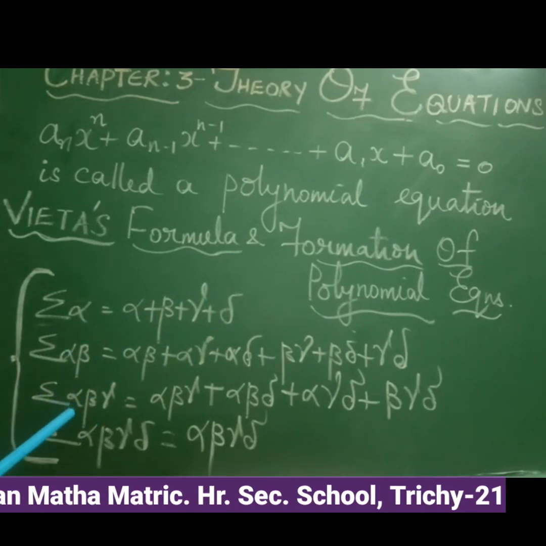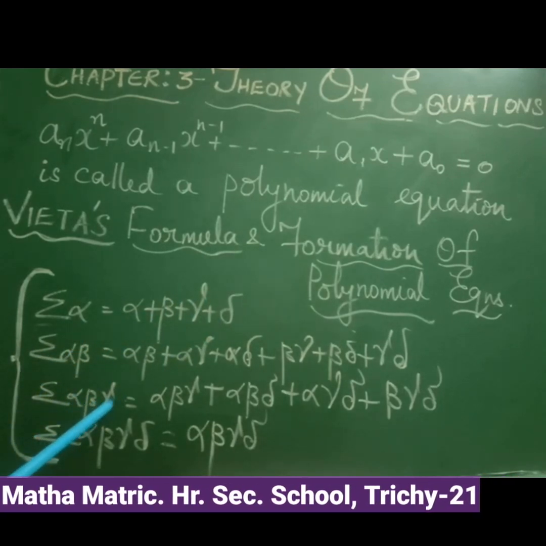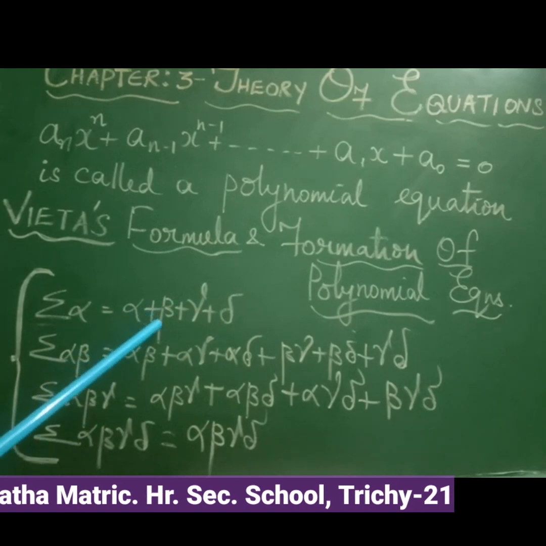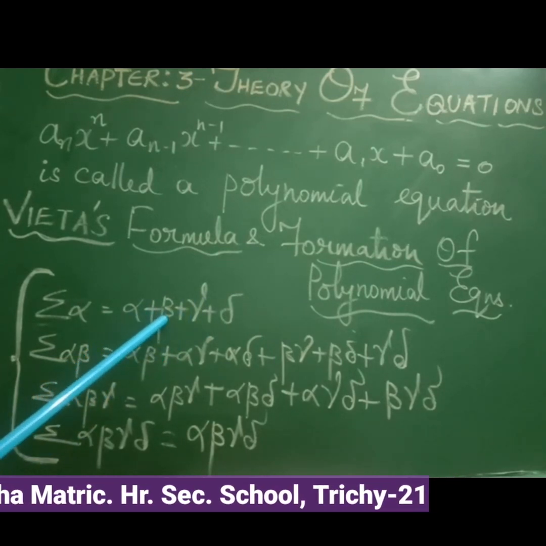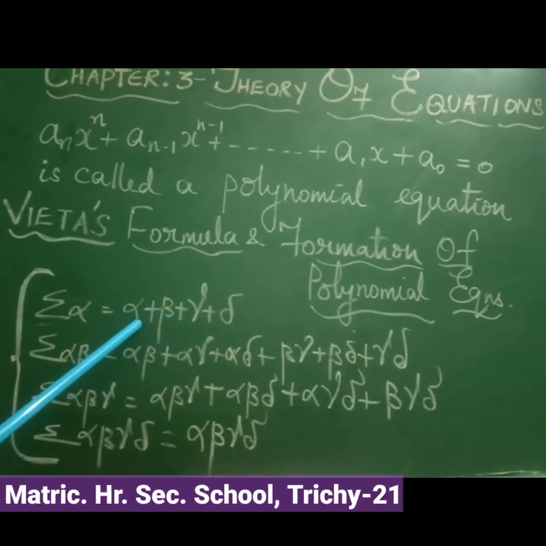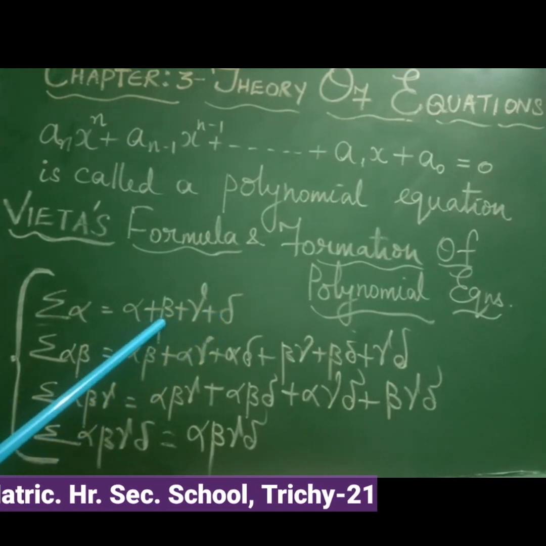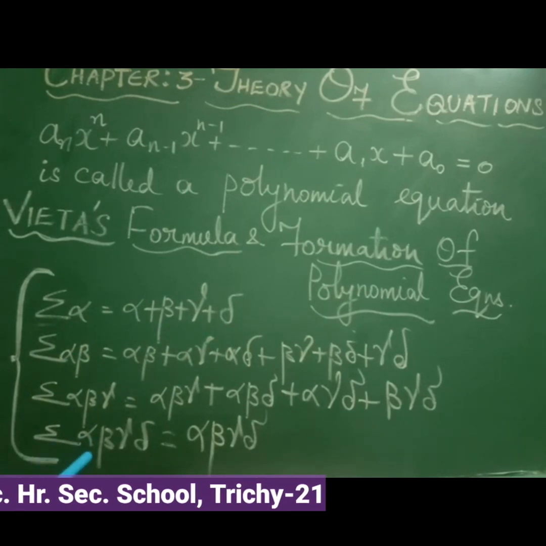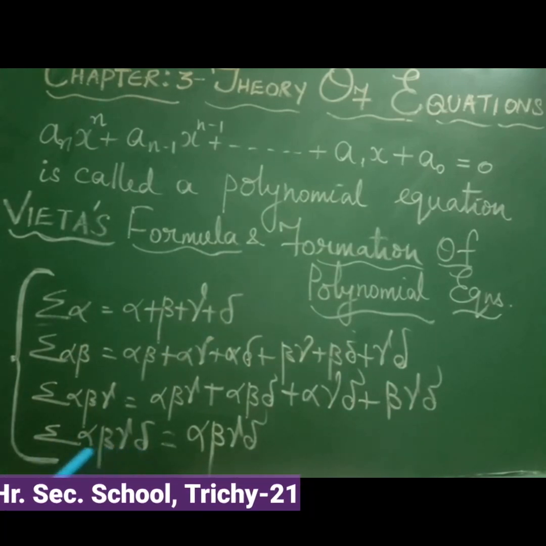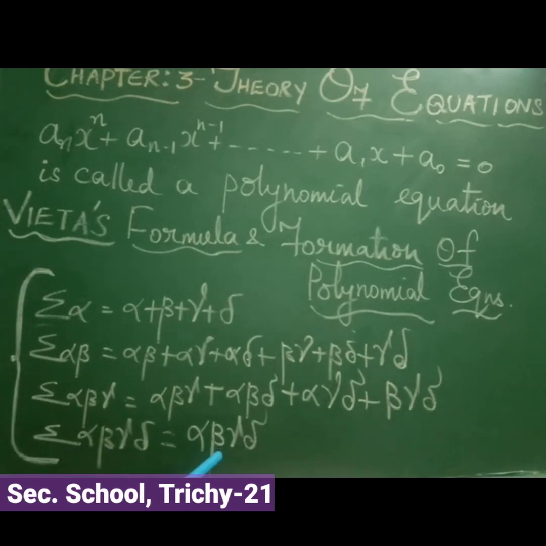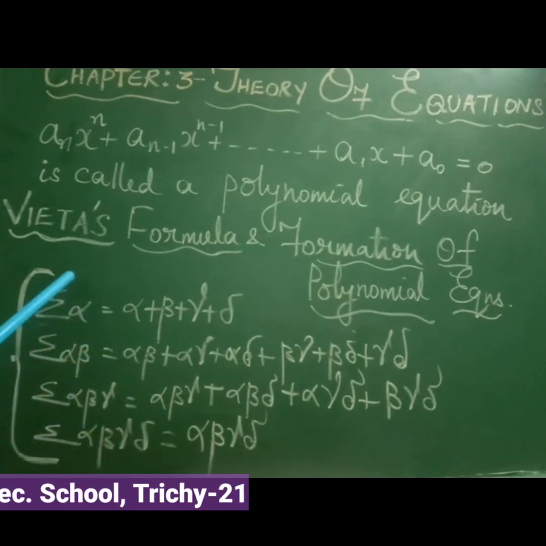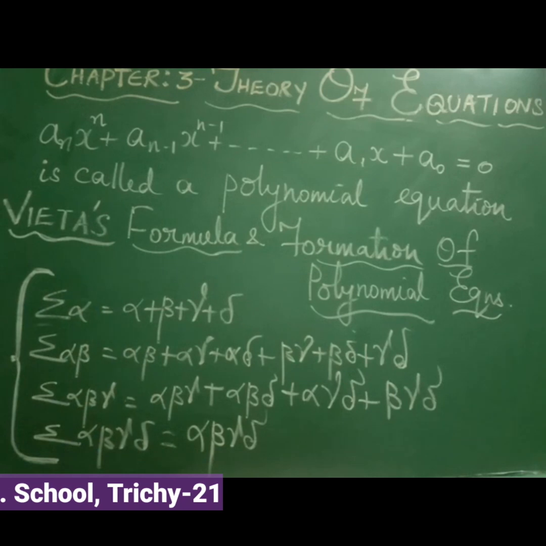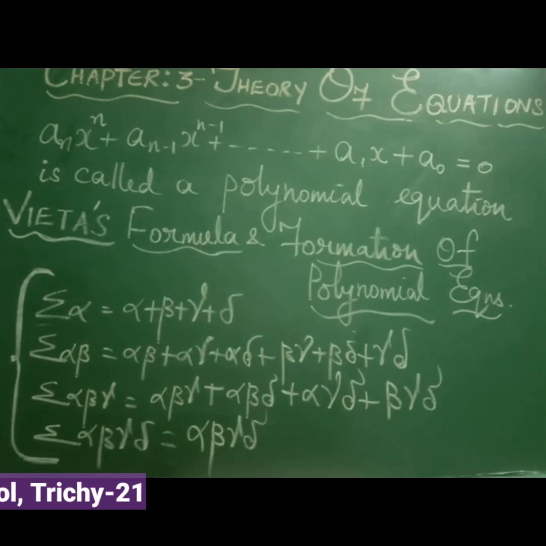When you combine 3 roots together: alpha beta gamma, then alpha beta delta, alpha gamma delta, plus beta gamma delta. Then the last one, summation of alpha beta gamma delta. All the 4 roots together means only one term will be there. So applying Vieta's formula, we can form any polynomial equation, of any higher degree.